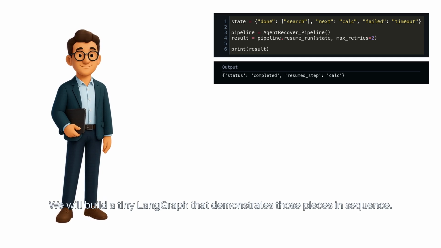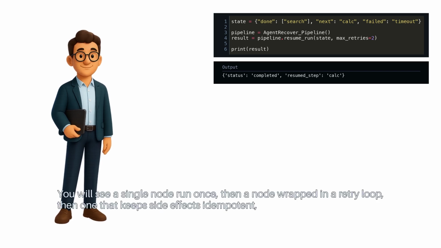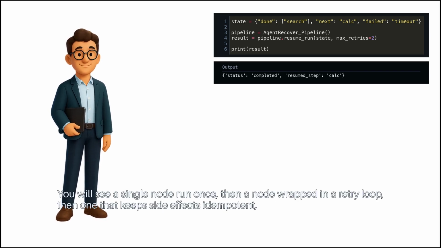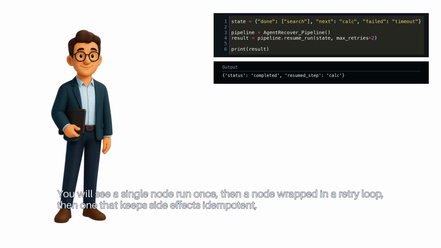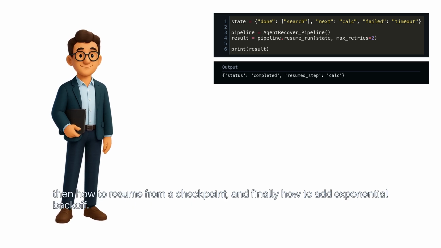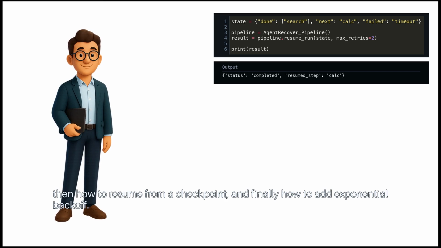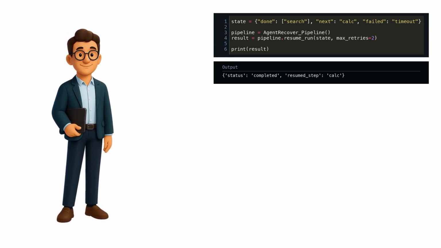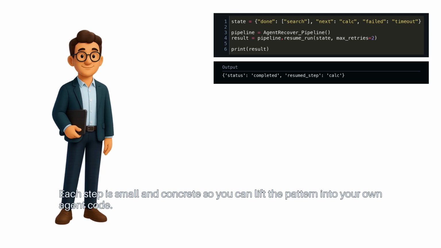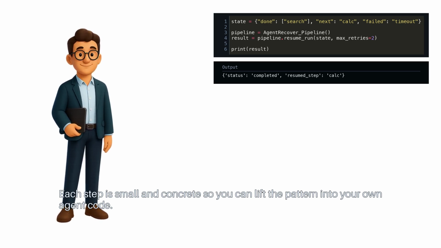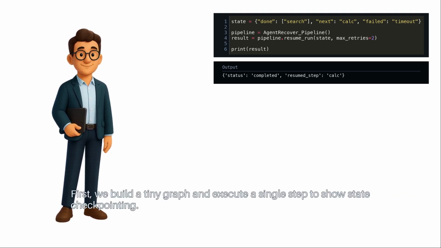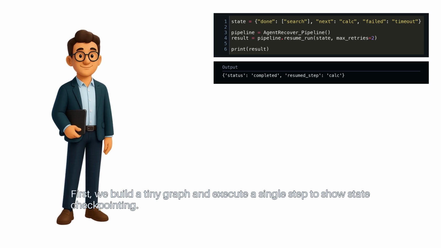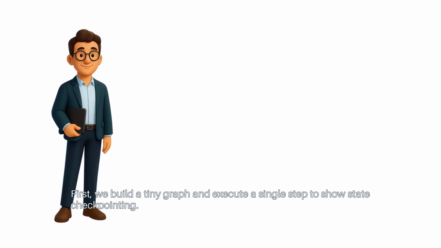We will build a tiny LangGraph that demonstrates those pieces in sequence. You will see a single node run once, then a node wrapped in a retry loop, then one that keeps side effects idempotent, then how to resume from a checkpoint, and finally, how to add exponential backoff. Each step is small and concrete, so you can lift the pattern into your own agent code. First, we build a tiny graph and execute a single step to show state checkpointing.